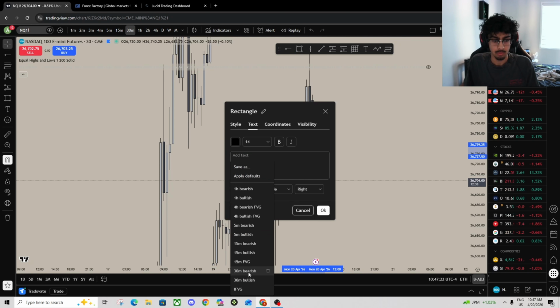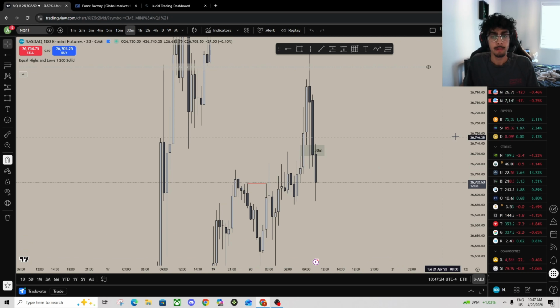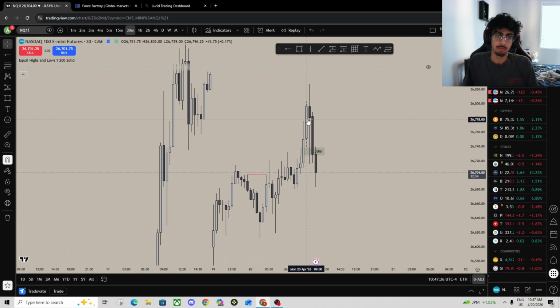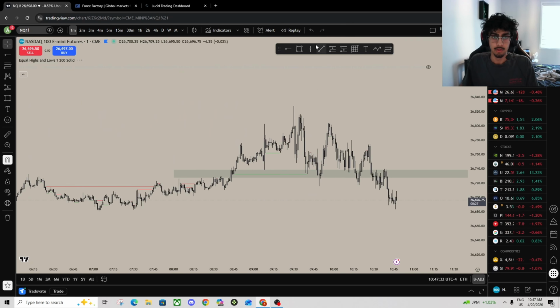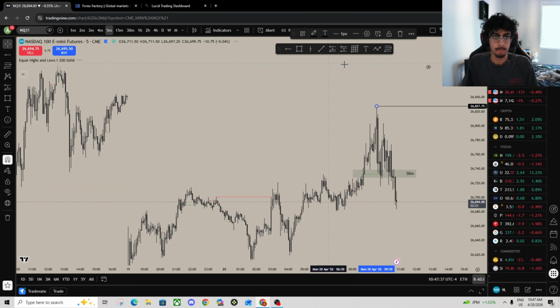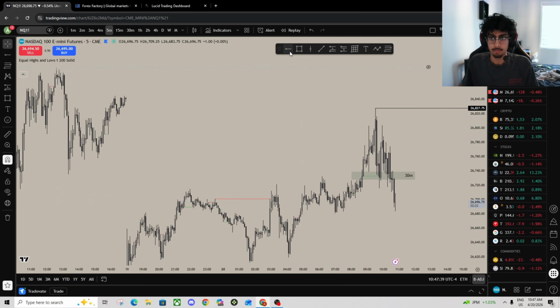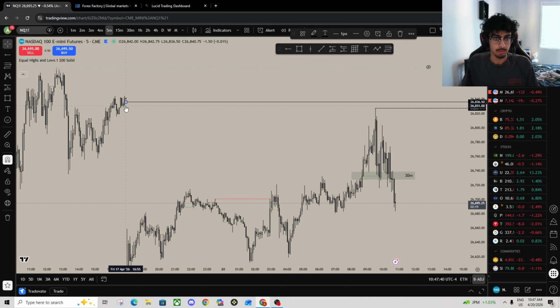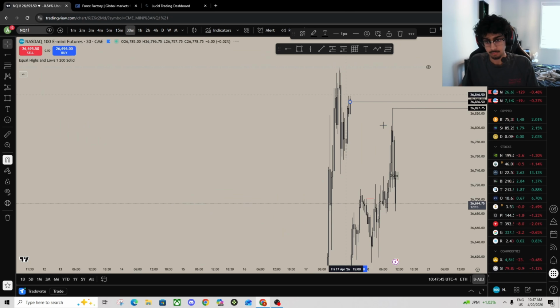So from this 30-minute bullish gap, this is my condition. If we respect this 30-minute gap, I want to see longs towards this 930 open high right here and the end of the end dog.